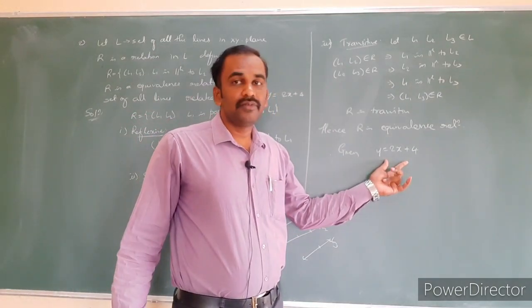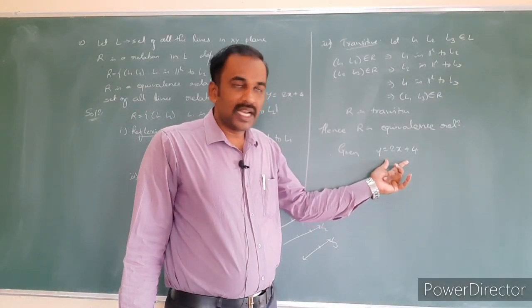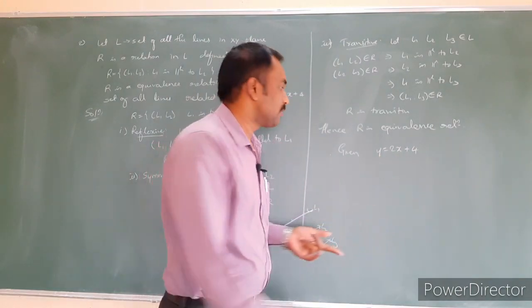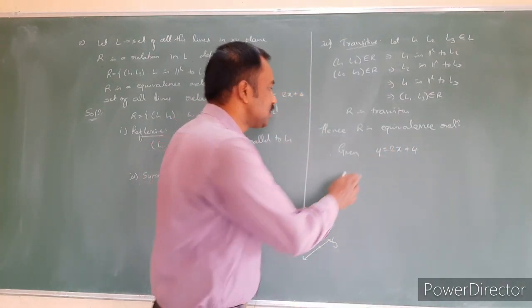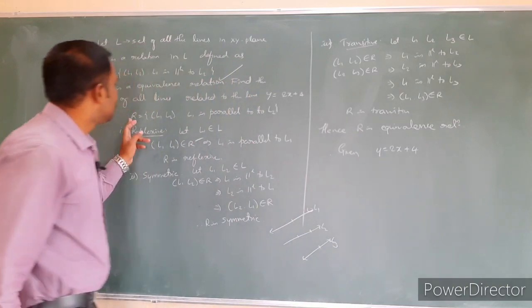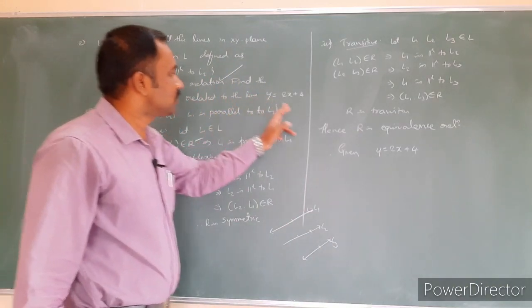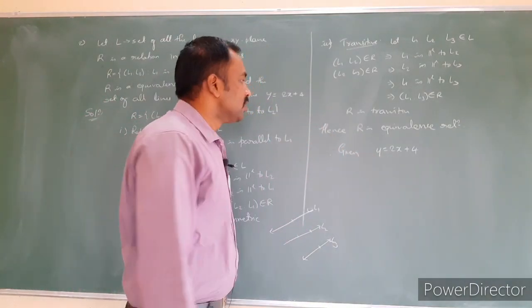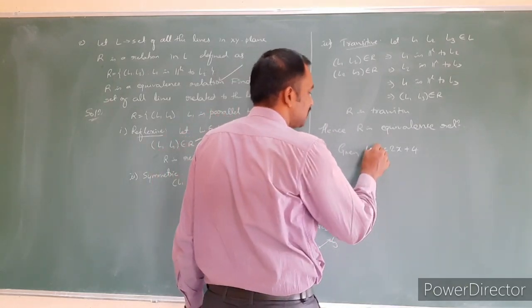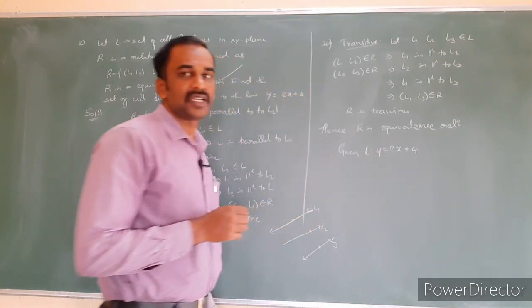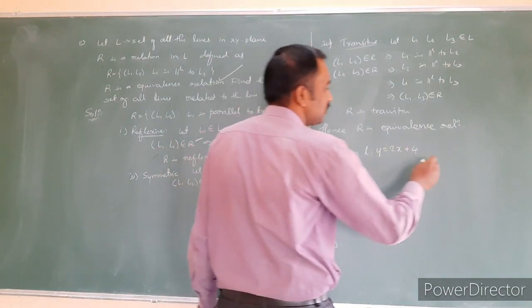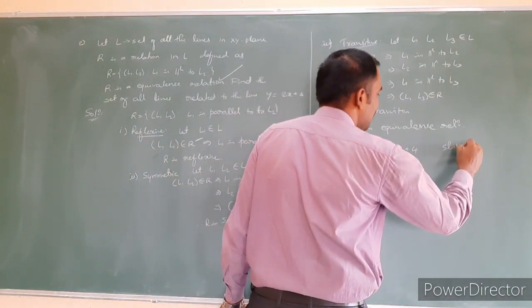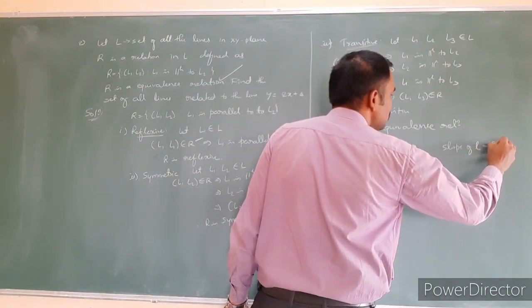What do we need to find? We need to find the set of all the lines which are parallel to this line, the set of all the lines which are related to this line. So this line I just name as line L. What is the slope of this line? The slope of the line L is equal to how much? 2.